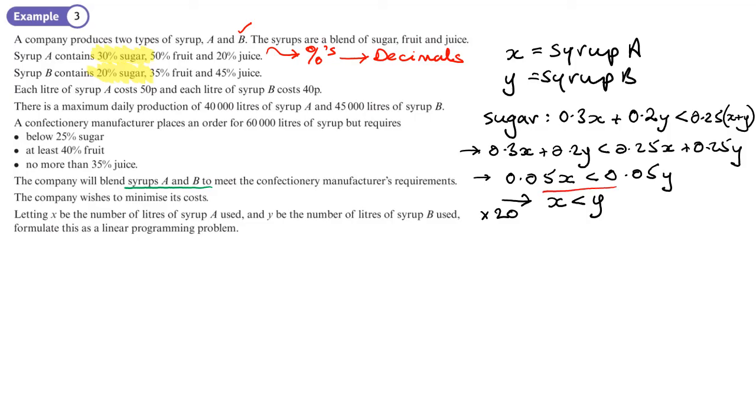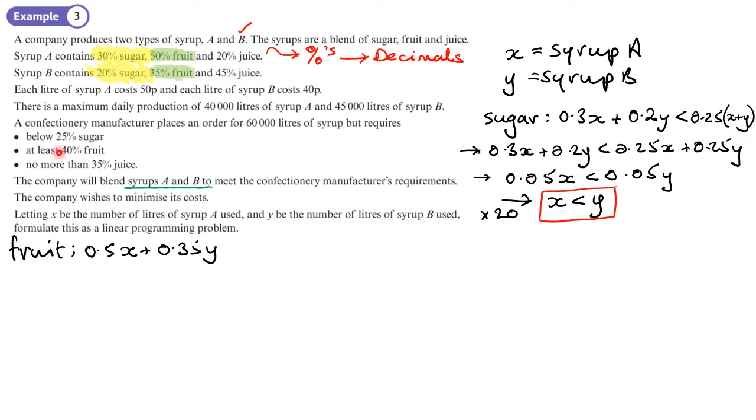Now, the inequalities that we write for the fruit and the juice are going to be done in a similar way. So let's go on to the fruit. Syrup A is 50%. Syrup B is 35%. So maybe I should highlight these here.